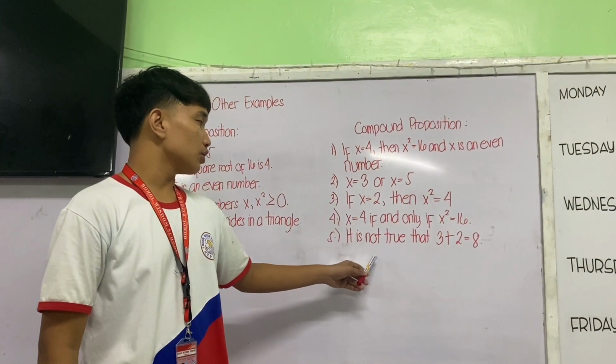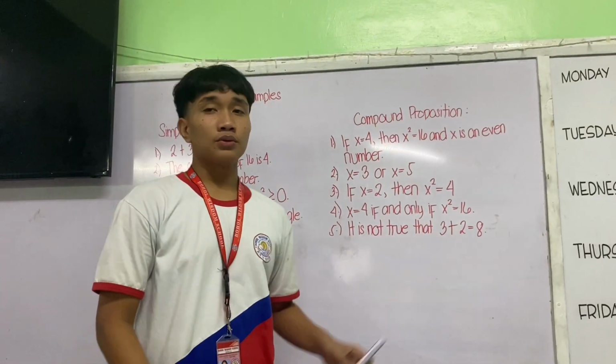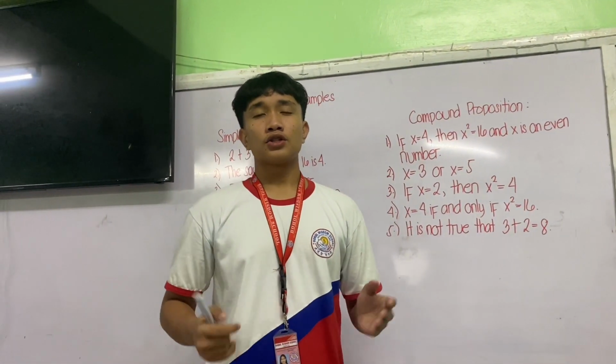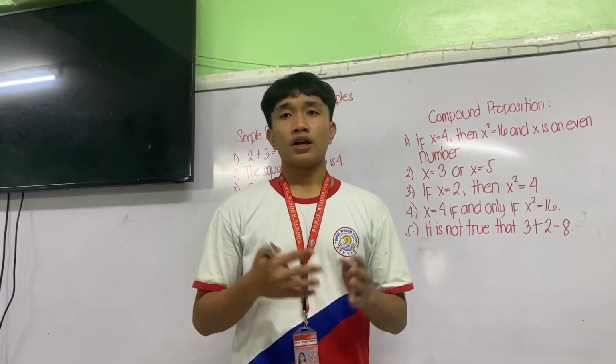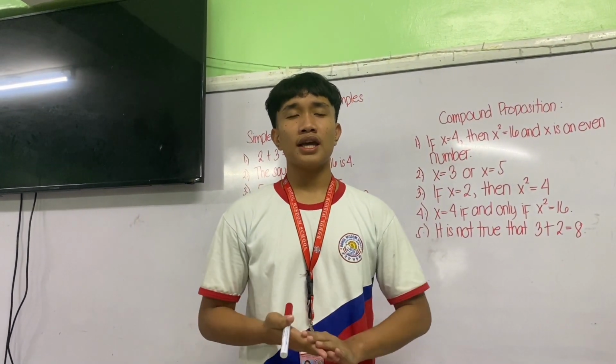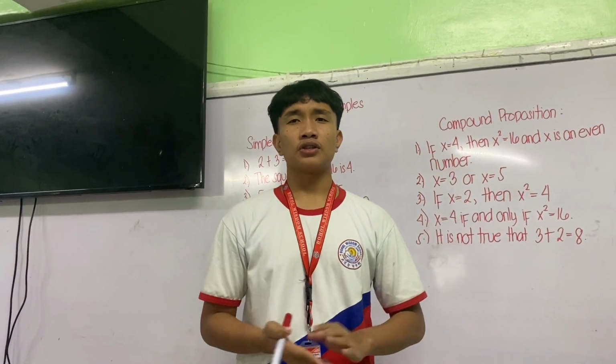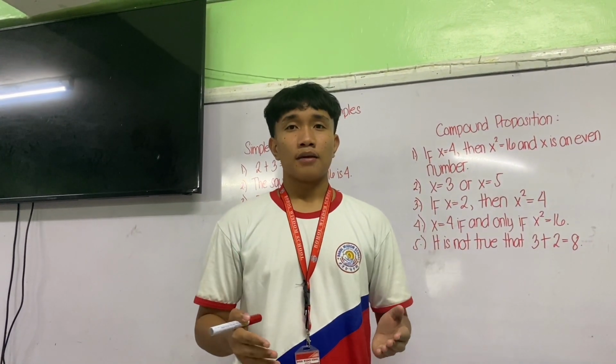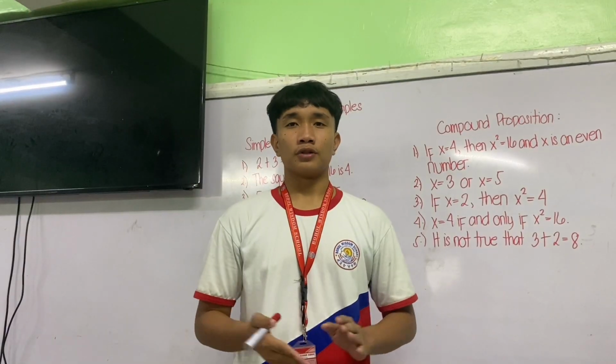It is not true that 3 plus 2 equals 8. The truth value is true. The explanation is, the original statement 3 plus 2 equals 8 is false. So the negation reverses it, making the new statement true.